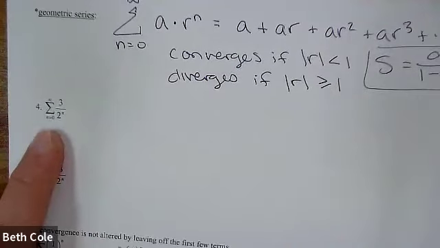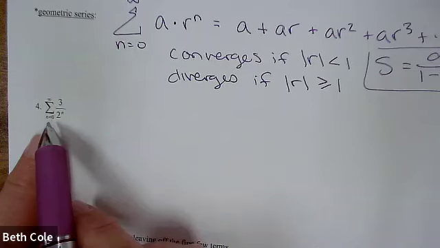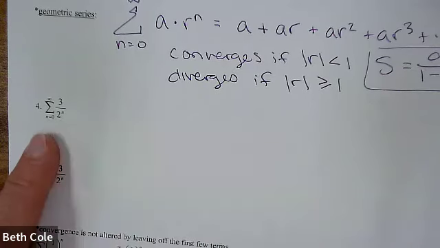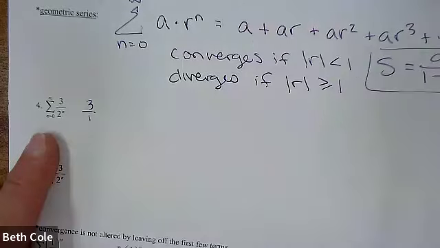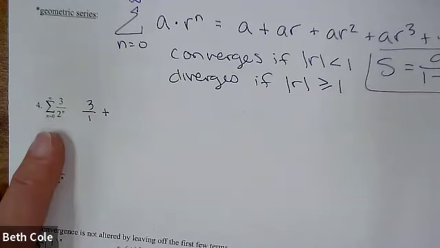I'm going to list out the first few terms. We're going to plug in 0. This one starts at 0. 2 to the 0 is 1. So 3 over 1, which is just 3. Or you could write 3 over 1 if you really want to. Sometimes it helps to have the denominator there. So, up to you. Now we're going to plug in 1.